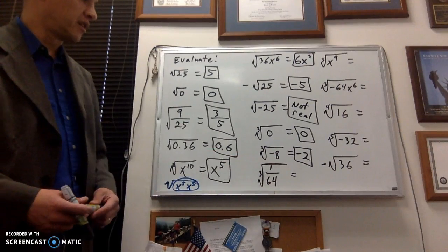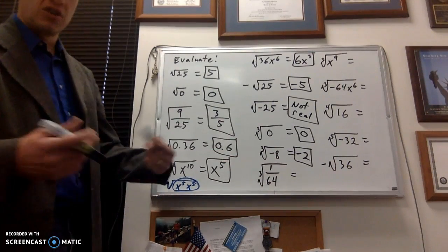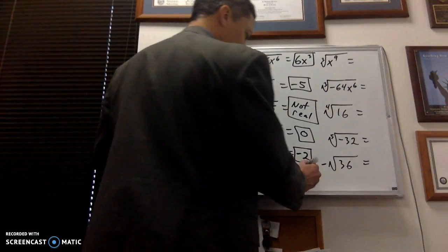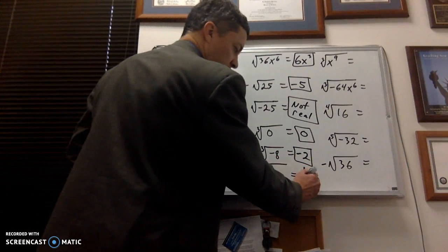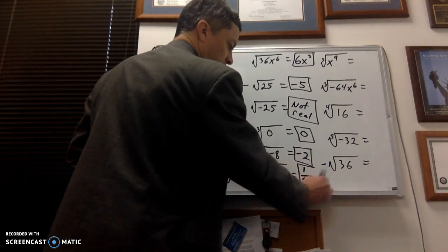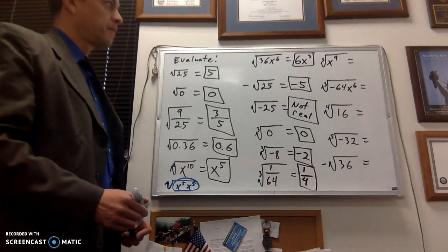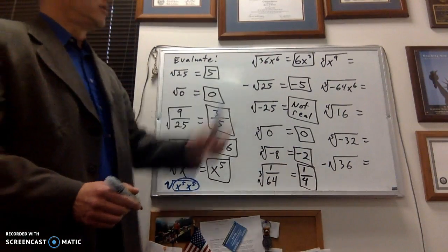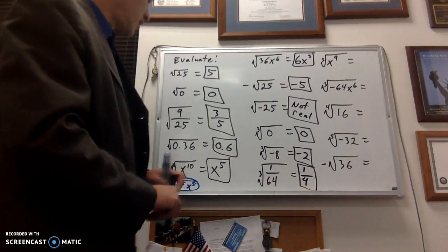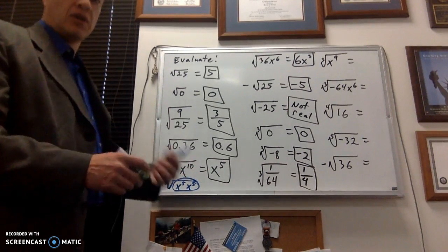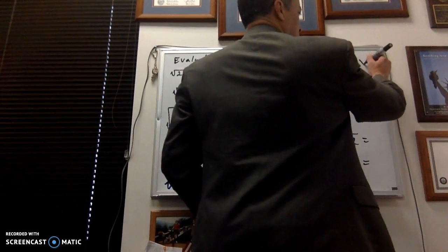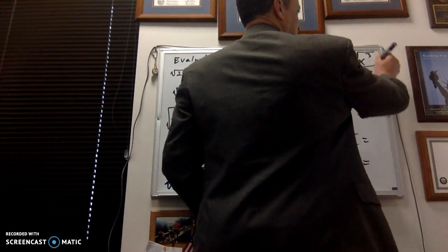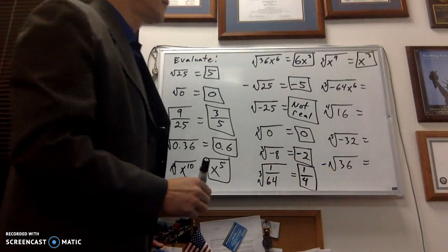Similar story with the cube root of 1 over 64. Cube root of 1 is 1. Cube root of 64 is not 8. It's 4. So 1/4. Looking at the cube root of x to the 9th, hopefully you've speedily got to your conclusion there. It's going to be x to the 3rd, right? 9 divided by 3 is 3.